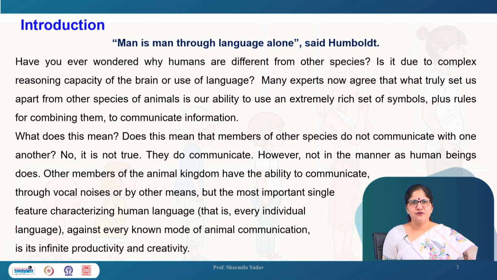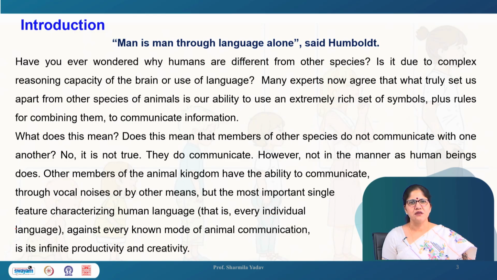Man is man through language alone, said Humboldt. Have you ever wondered why humans are different from other species? Is it due to the complex reasoning capacity of the brain, or is it because of the use of language? Many experts now agree that what truly sets us apart from other species of animals is our ability to use an extremely rich set of symbols plus rules for combining them to communicate information.